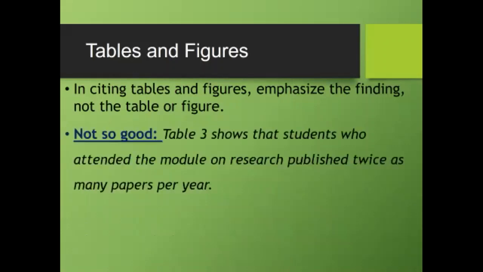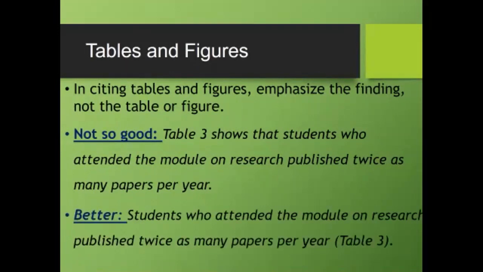Table number 3 shows that the students who attended the module on research published twice as many papers per year. This is not an appropriate way of presenting or writing. Why? Because the focus automatically goes on the words "table number 3", whereas table number 3 or table number 4 or table number 28 is not important. The important thing is the finding. So again, what I told you, please present your finding and important results upfront.